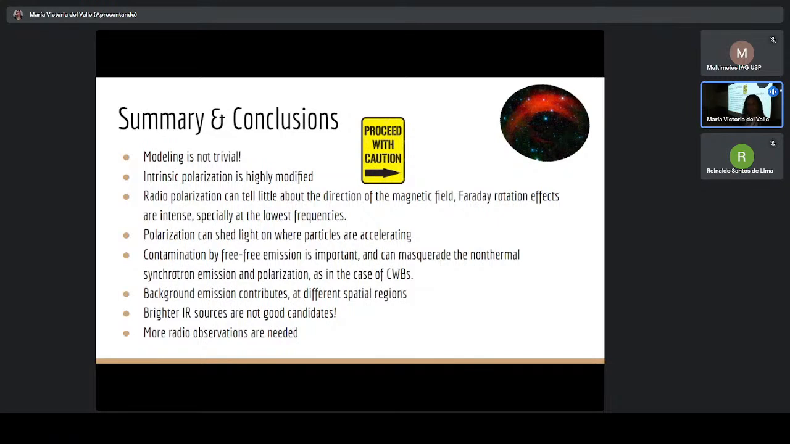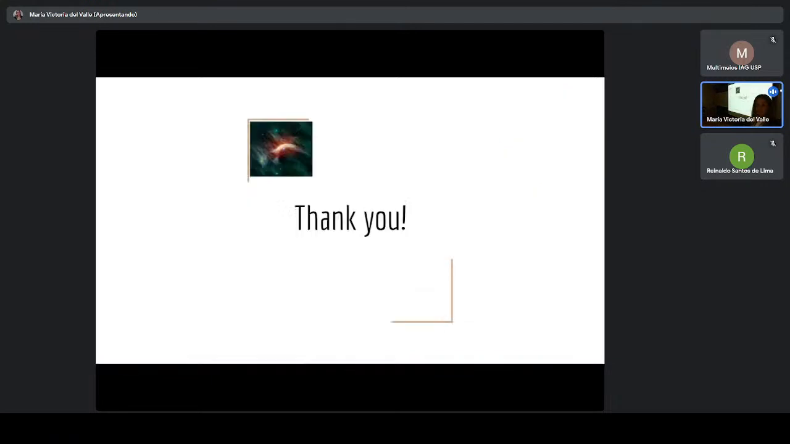Okay, so we need more radio observations to compare the structure with our models. So thank you very much for listening.